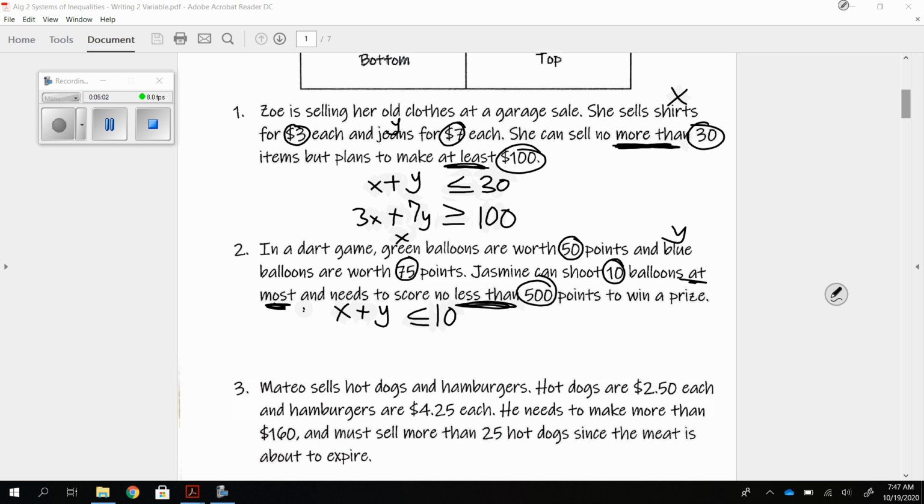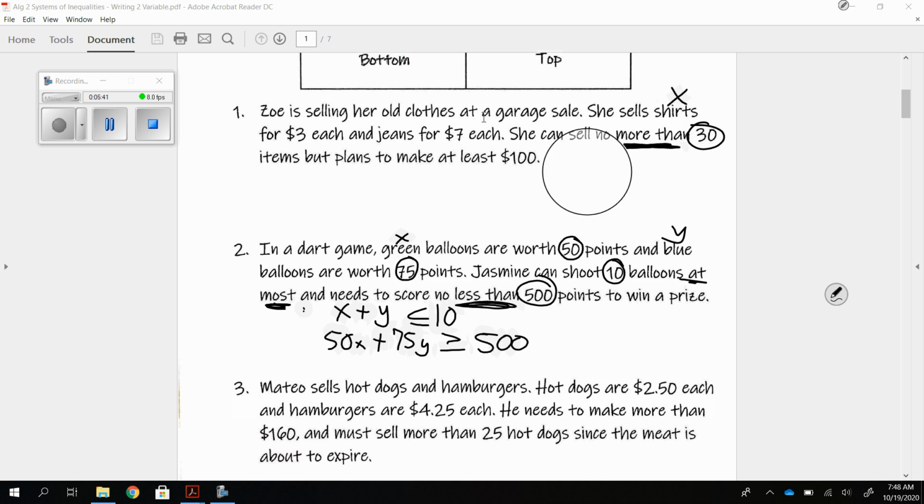So it says green balloons are worth 50, so we know 50x plus, and we know blue balloons are worth 75, 75y. And it says she needs to score no less than, so we look at our notes. No less than is greater than or equal to 500, and we are done. All right, so remember, just read the problem, define what is x, what is y, and then go from there. All right, I'm going to erase this so I can move down to the third one.